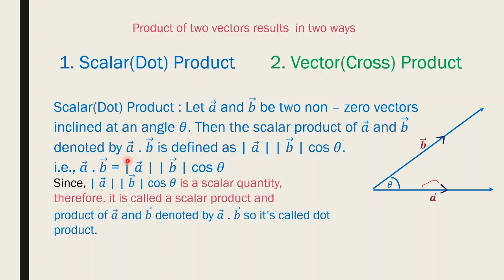That is the reason we call it a scalar product. Since these three are scalar quantities, and the product of A and B is denoted with a dot, and we use the dot symbol to multiply them, we call it a dot product. This is the reason we call it a scalar as well as a dot product. Why we call it a vector product, we will get to later.